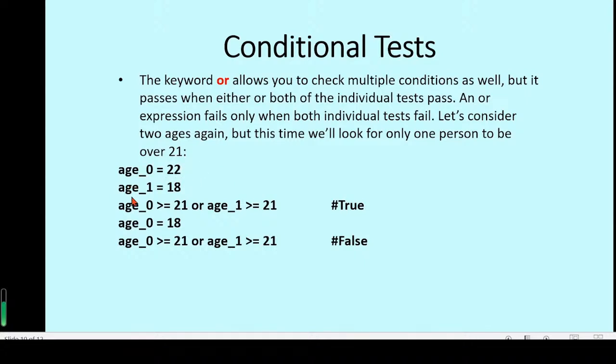So these two persons are 22 and 18 years old, then we test if one of the persons is older than 21, and the result will be true. And if we assign the first person to 18 also, then we test again, the result will be false because none of the two people are older than 21 now.